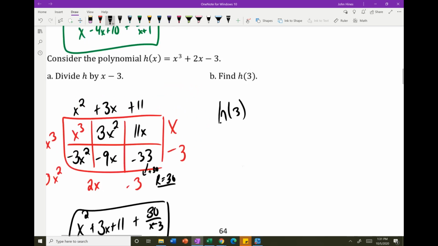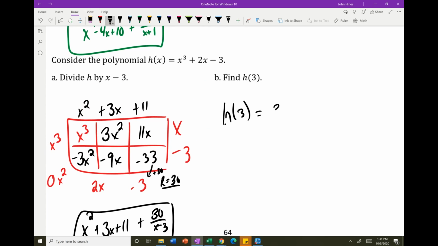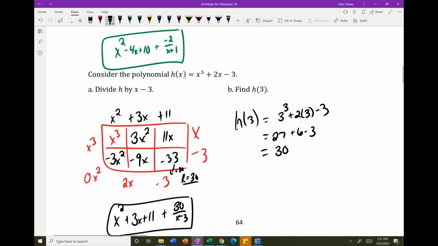H of 3, that means take a 3 and plug it in. 3 cubed plus 2 times 3 minus 3. Well, hopefully by now you know that 3 cubed is 27. And what do you know? I get 30. Now, something strange happened every single time.